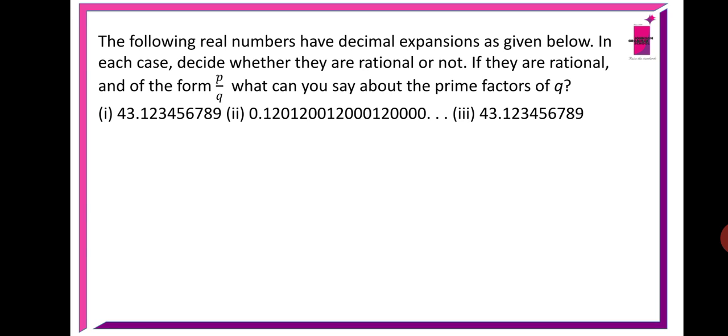Now the following real numbers have decimal expansions as given below. In each case decide whether they are rational or not. If they are rational and of the form p by q, then what can you say about the prime factors of q? Now based on the same theorem we have discussed in the previous question. Now first one, 43.123456789. Now it is terminating. So the denominator q will be in the form of 2 power n and 5 power m. Whereas the second one is non-terminating, non-recurring. It is not at all a rational number. It is an irrational number.